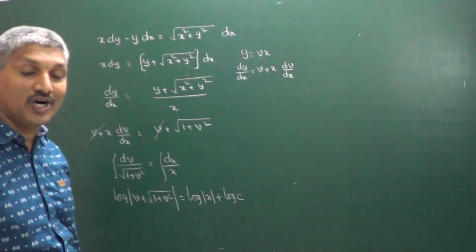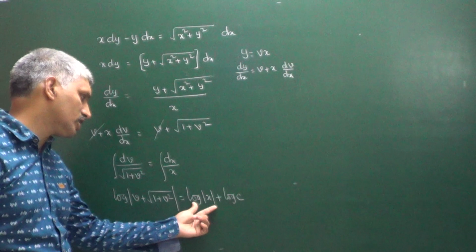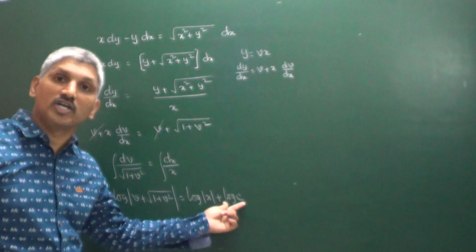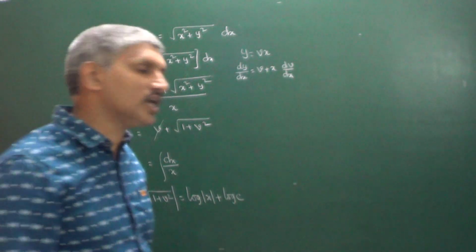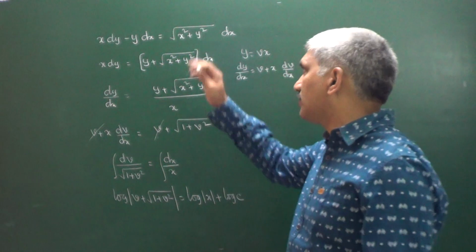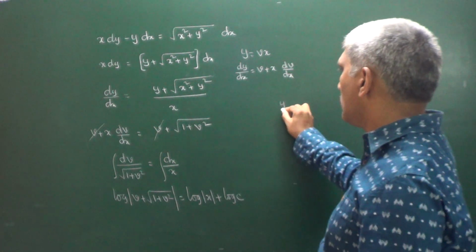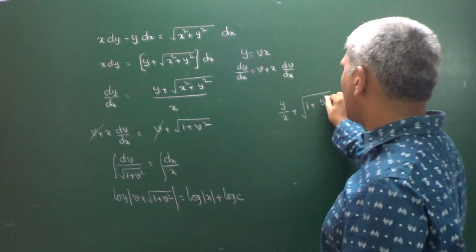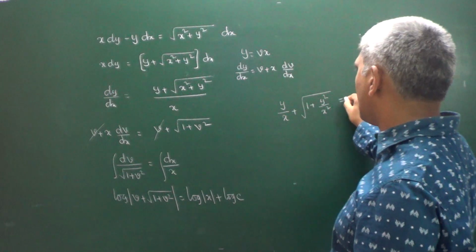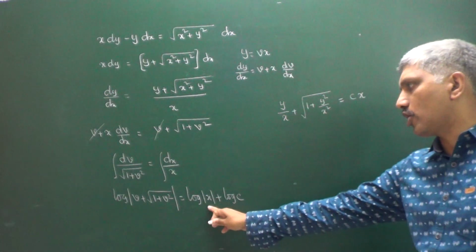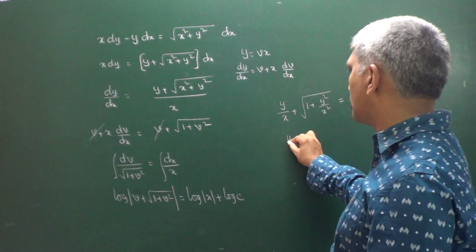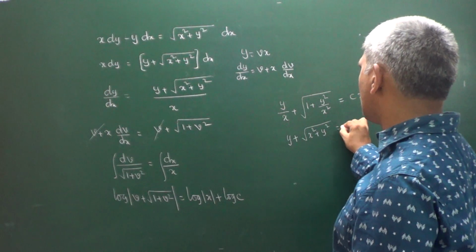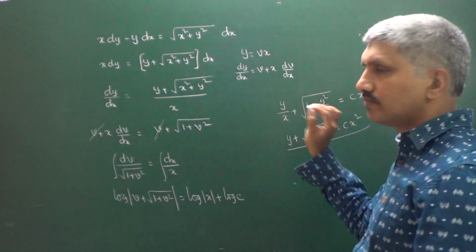Sir, why are you taking the constant also as log c? Because here there is logarithm, here also there is an involvement of logarithm. So that's why the constant also we are taking as log c, so that we can eliminate the logarithm. That is the reason. Now in place of v, what we have to write? y/x. So y/x + √(1 + y²/x²) = cx. Right? log m + log n. Now I can write further this as y + √(x² + y²) = cx². There ends the matter.